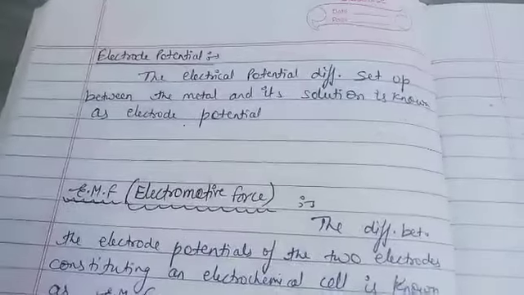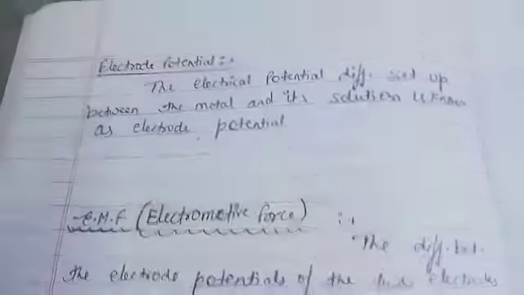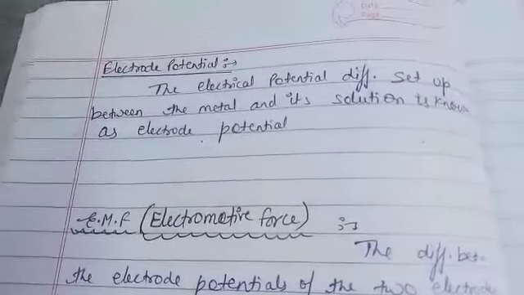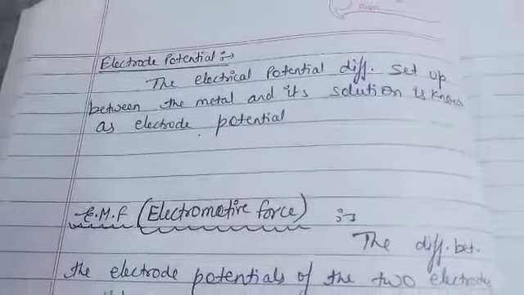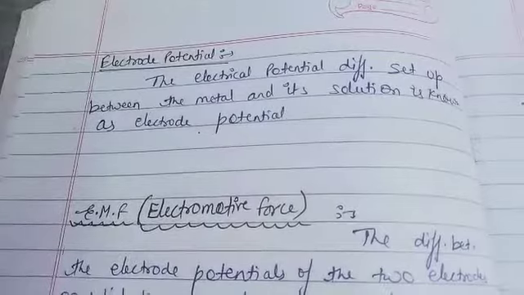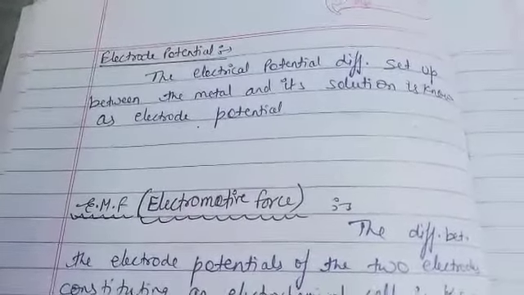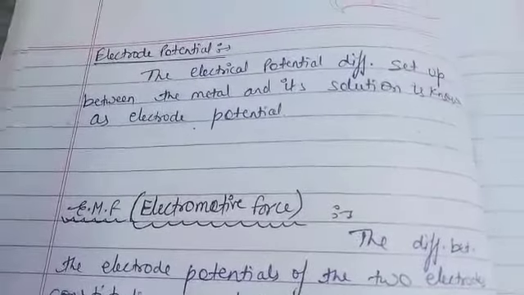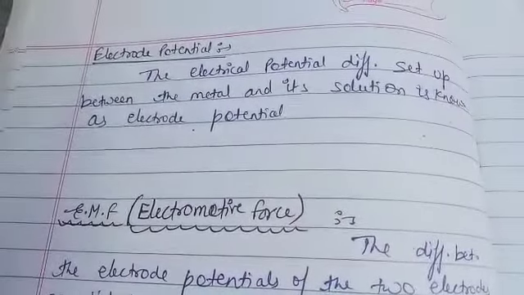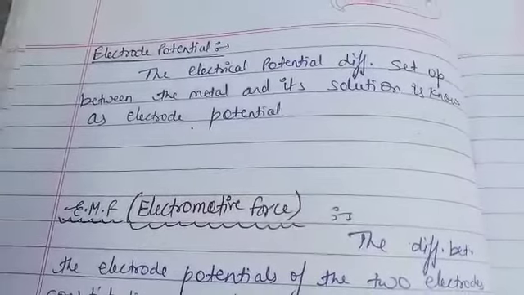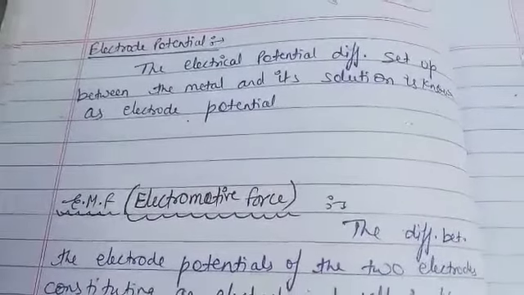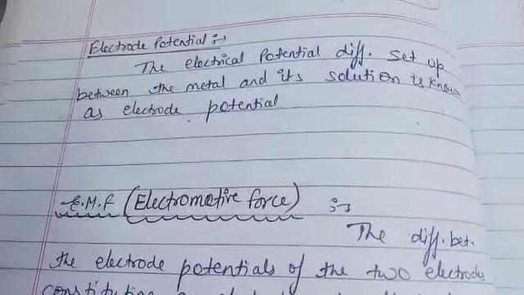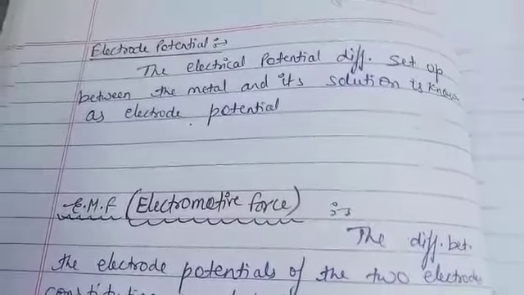Now just see, one is simple, that one is electrode potential. According to the name, electrode potential means potential of electrodes, whether it's the oxidation half or the reduction half. So you can say we have oxidation potential, we have reduction potential. So simple, the electrical potential difference set up between the metal and its solution is known as electrode potential.